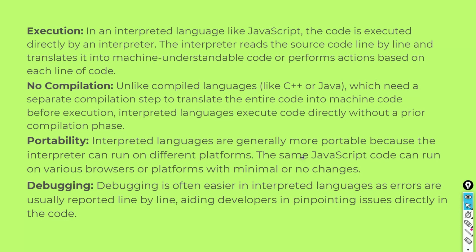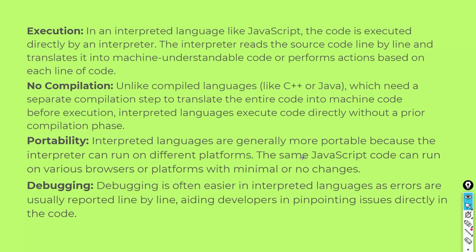The next thing is no compilation. Unlike compiled languages like C++ or Java, which need a separate compilation step to translate the entire code into machine code before execution, interpreted languages execute code directly without a prior compilation phase. The interpreter executes the JavaScript code directly into machine code.